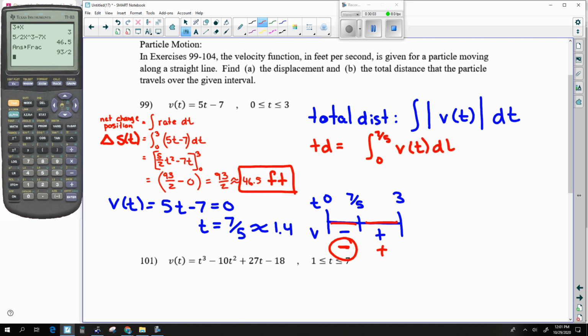Now, again, as I said, that's going to give me a negative answer because the velocity is physically under the curve. So what I'm going to do is I'm going to say negative that. So this negative answer is now going to be positive. And then to that, I'm going to add the rest of the time frame. And the rest of the time frame goes from 7/5 to 3. And this answer is going to be positive of that version. And so it's all good.